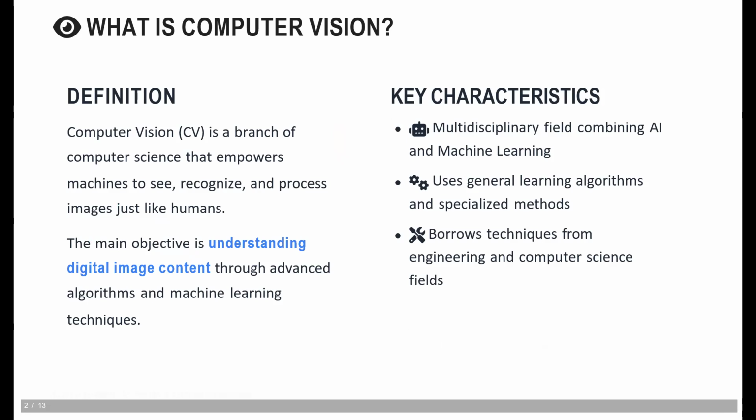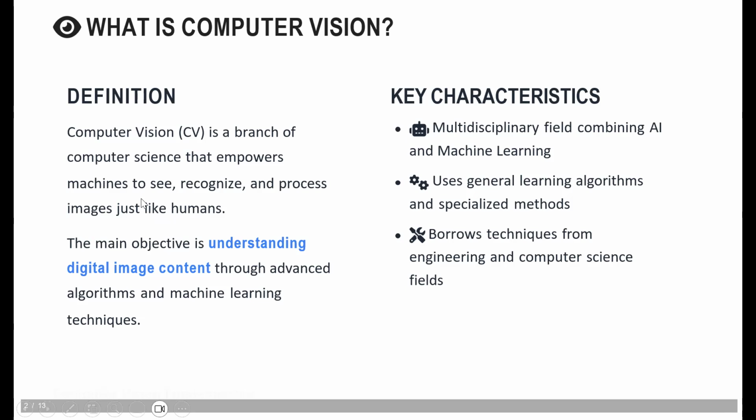So, what is computer vision? The definition says computer vision is a branch of computer science that empowers machines to see, recognize, and process just like human beings, so they can distinguish the different objects and different things. But one thing we need to note is that all the data sets need to be labeled while processing. In the previous session, our trainers already told you what a labeled data set is, isn't it?